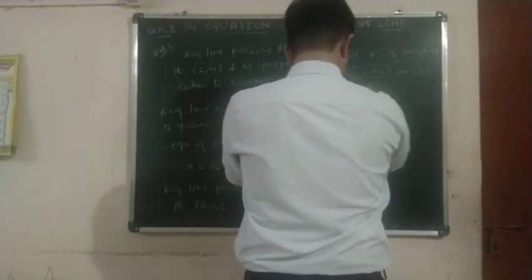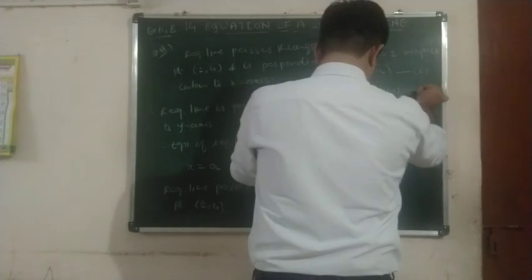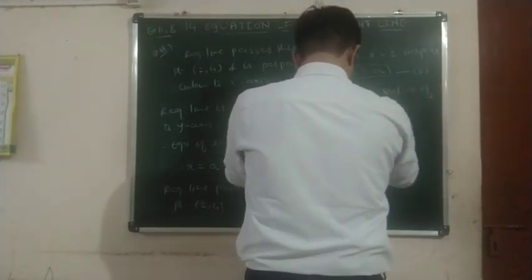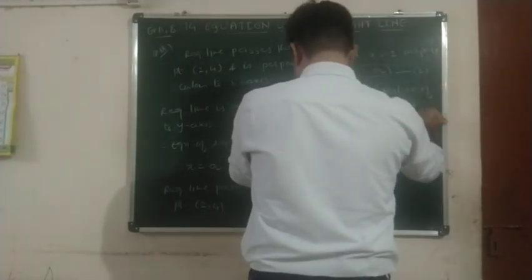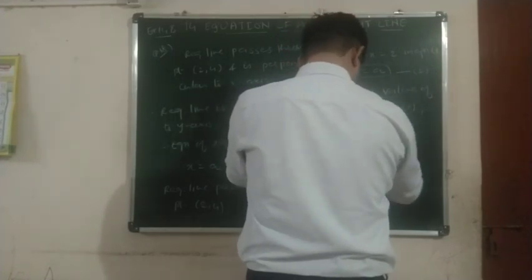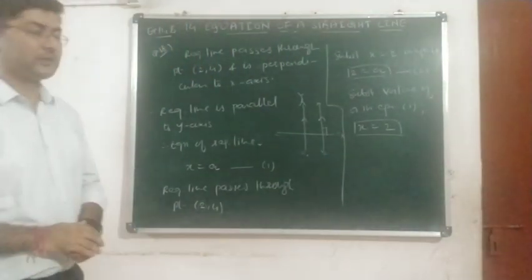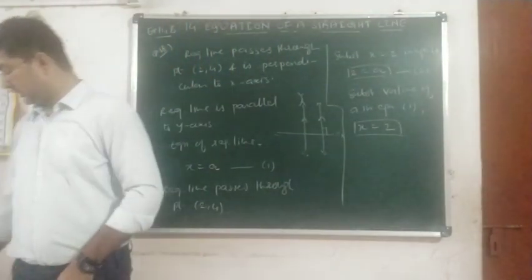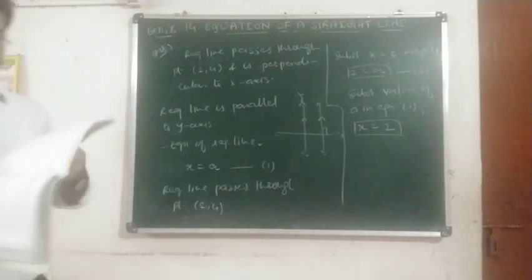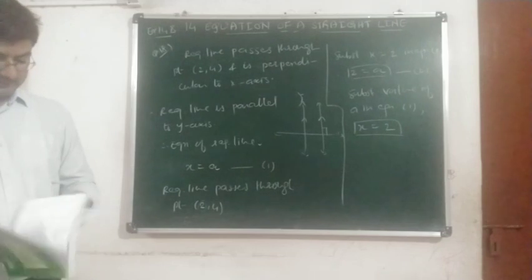Now substituting the value of a in equation 1, we will get x is equal to 2, which is the equation of the required line. So this was question number 18. Now let us solve question number 19.